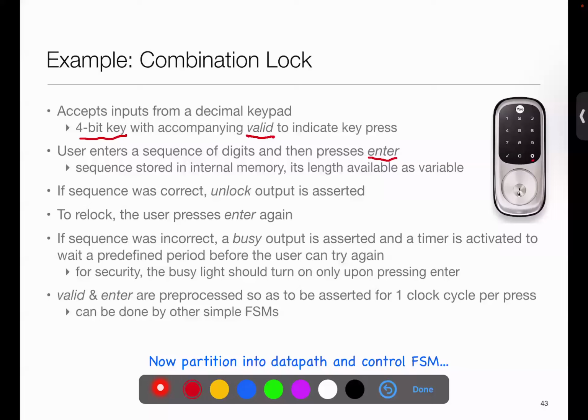If the sequence was correct, then the finite state machine is going to send an unlock signal to the actual lock mechanics, and to relock, the user has to press the enter signal again. Okay. If the sequence was incorrect, then a busy output is asserted. So presumably some sort of LED goes on, and a timer is activated to lock out the user for a certain predefined time. Typically these locks, when you present an incorrect key, lock you out for a while so that you can't repeatedly try the key again.